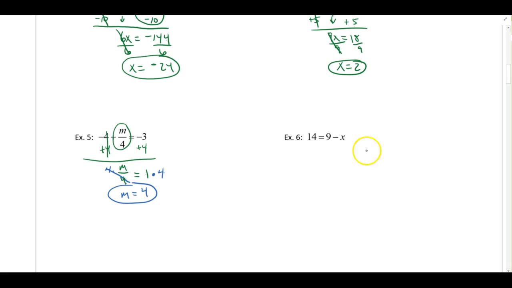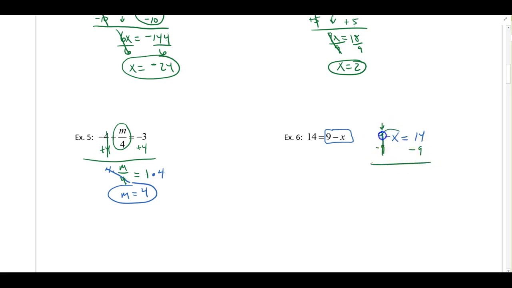Okay, now this last one. There's two ways I could do this problem. One is I think most kids would like to rewrite this problem. I'm going to rewrite it as 9 minus x equals 14. Now, how do I get rid of this 9? Since it's positive, right? I'm going to subtract it. They add up to 0.